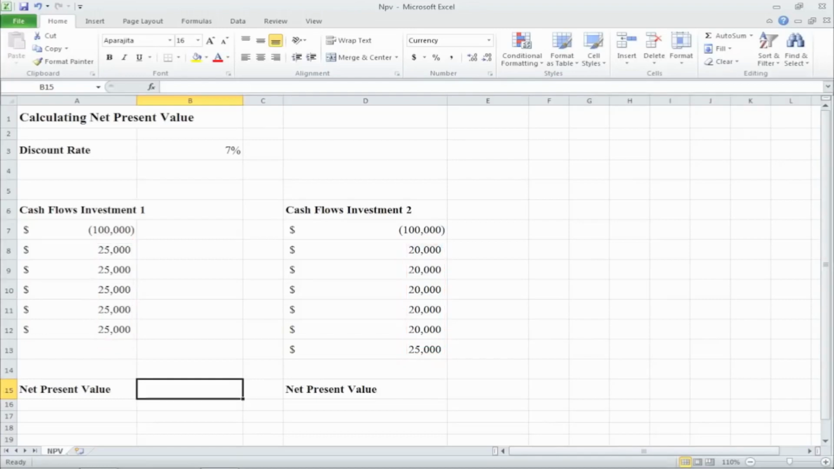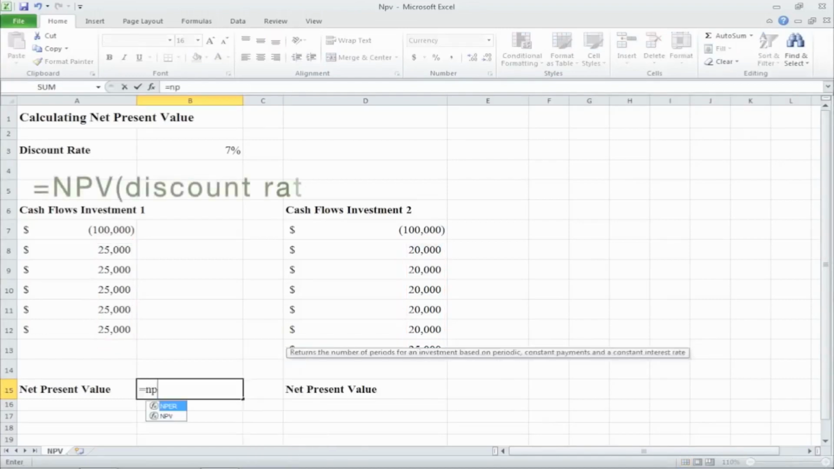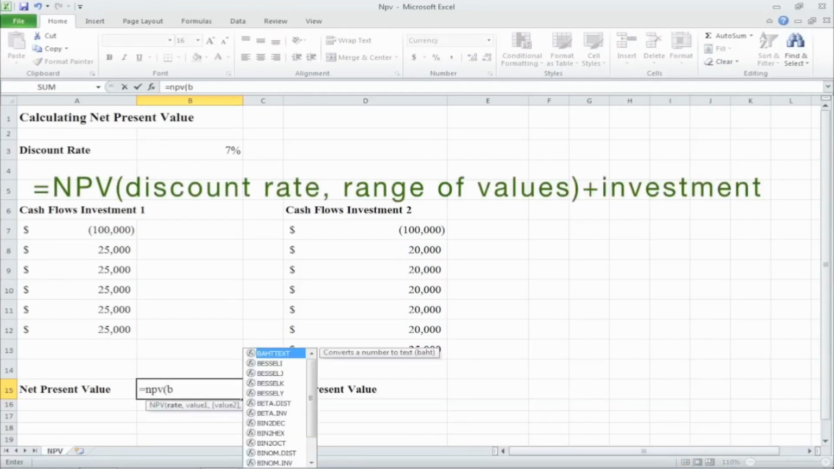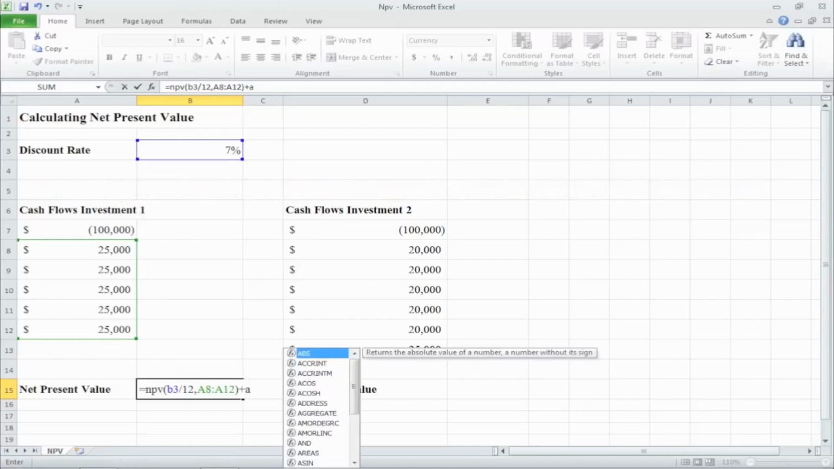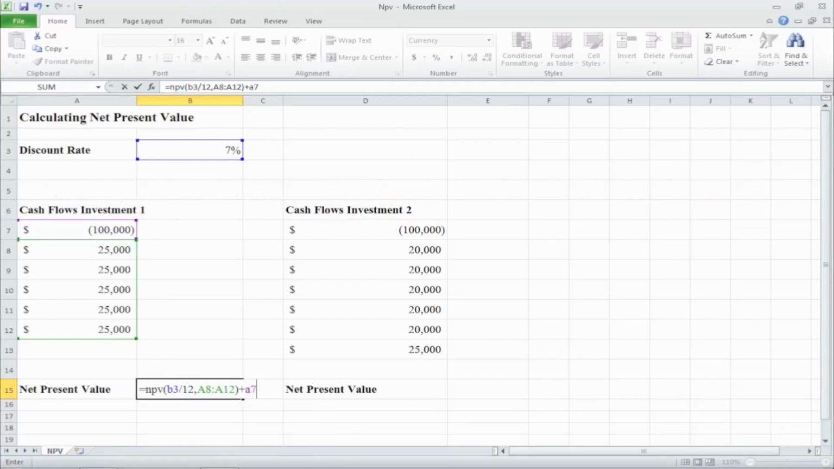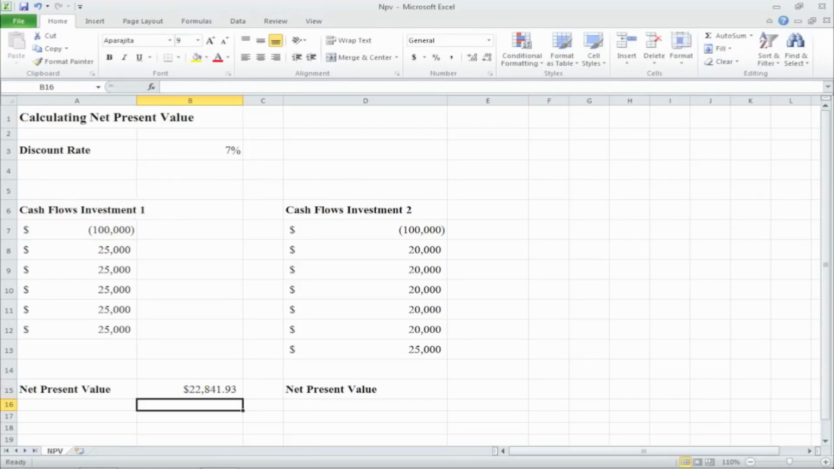Go to the cell where you want the function to be calculated and type the following: equals NPV. Our discount rate divided by 12 as the rate is compounded monthly, the range of values you want to be considered, plus the initial investment, in our case the starting $100,000. Excel will calculate for you the net present value of this investment.